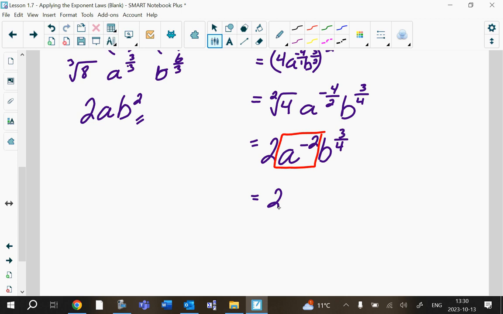So we end up with 2 times b to the 3/4 over a to the +2.